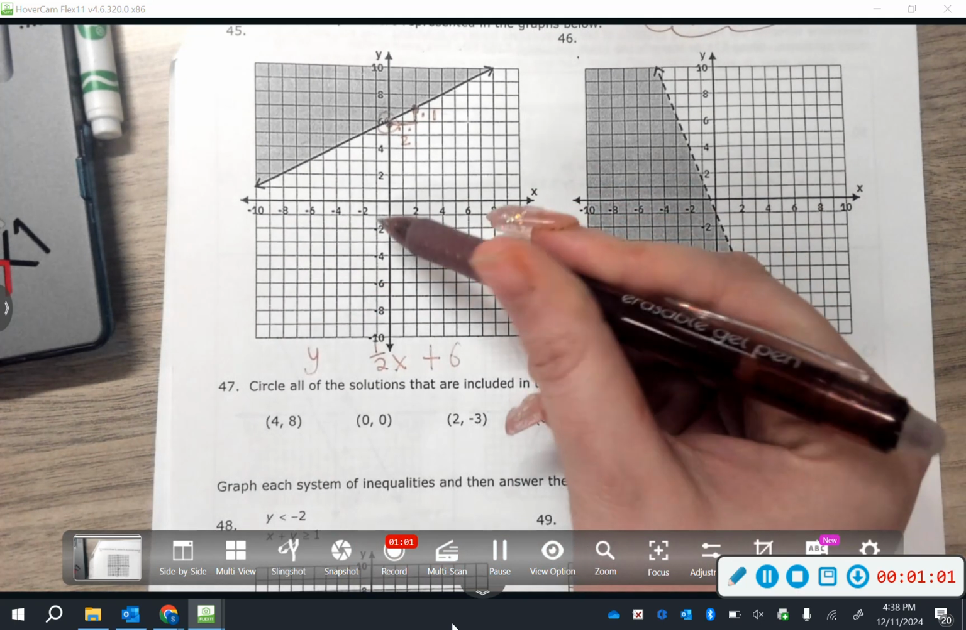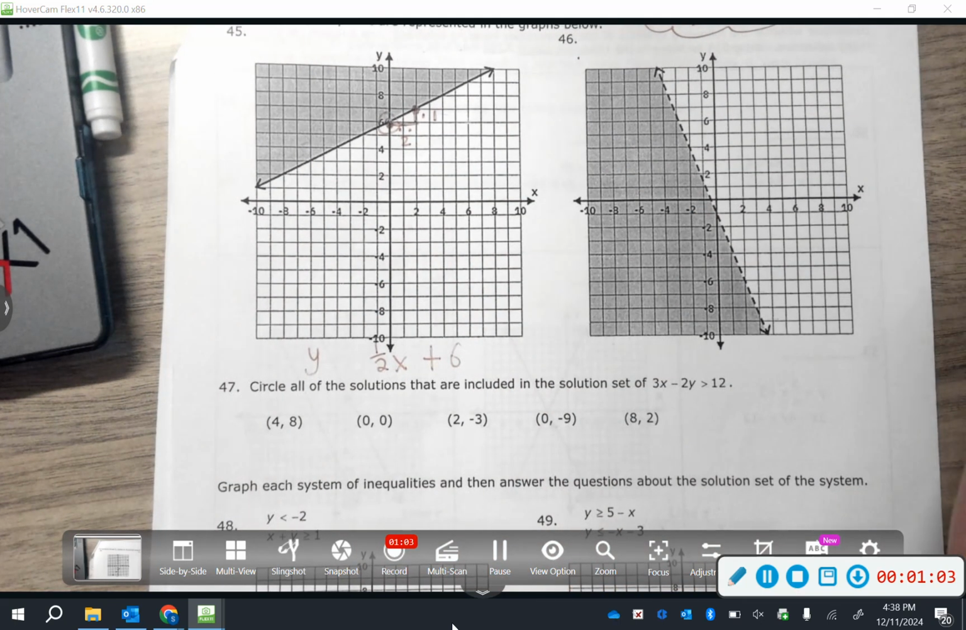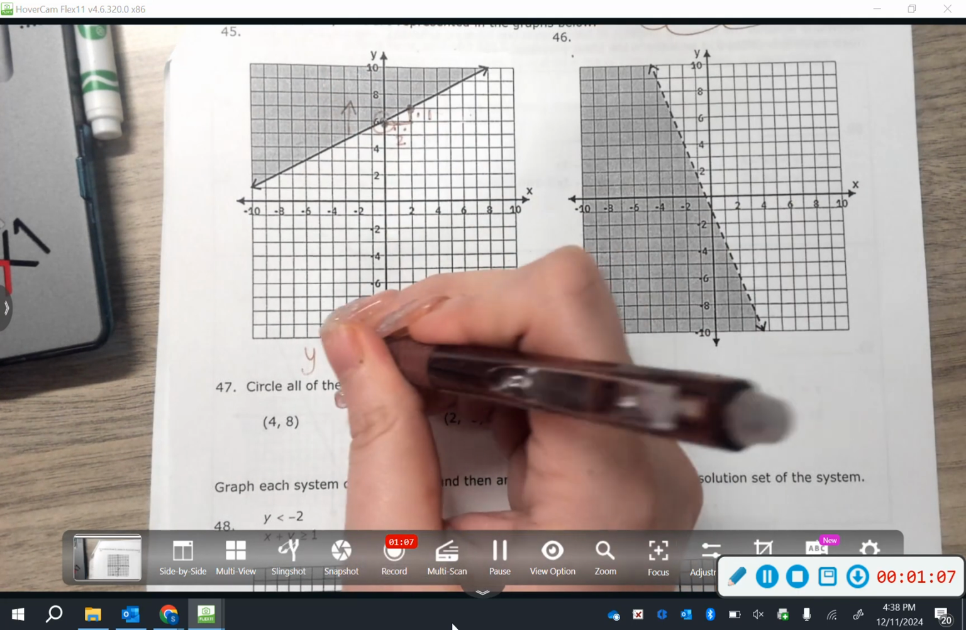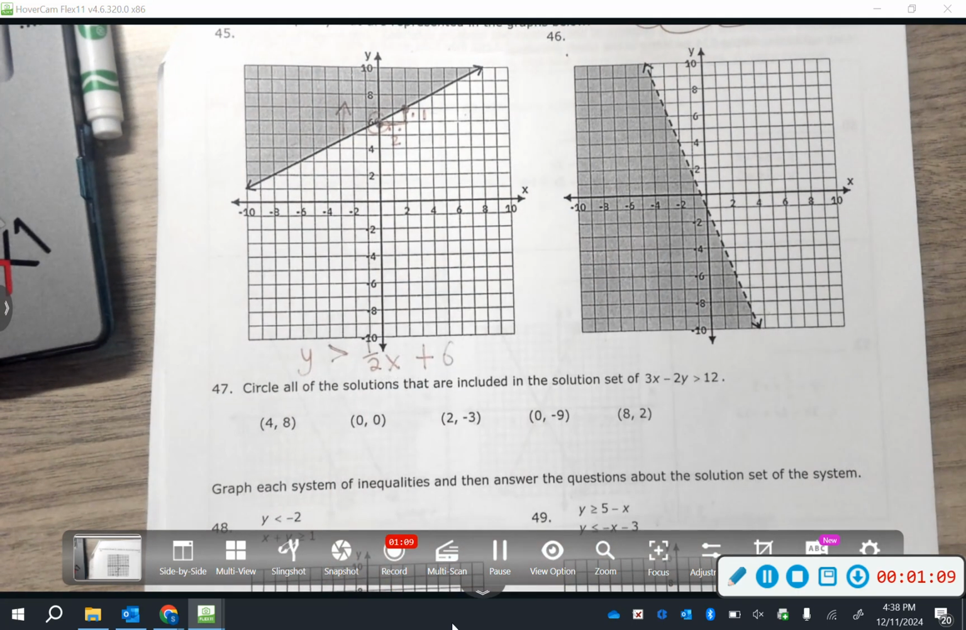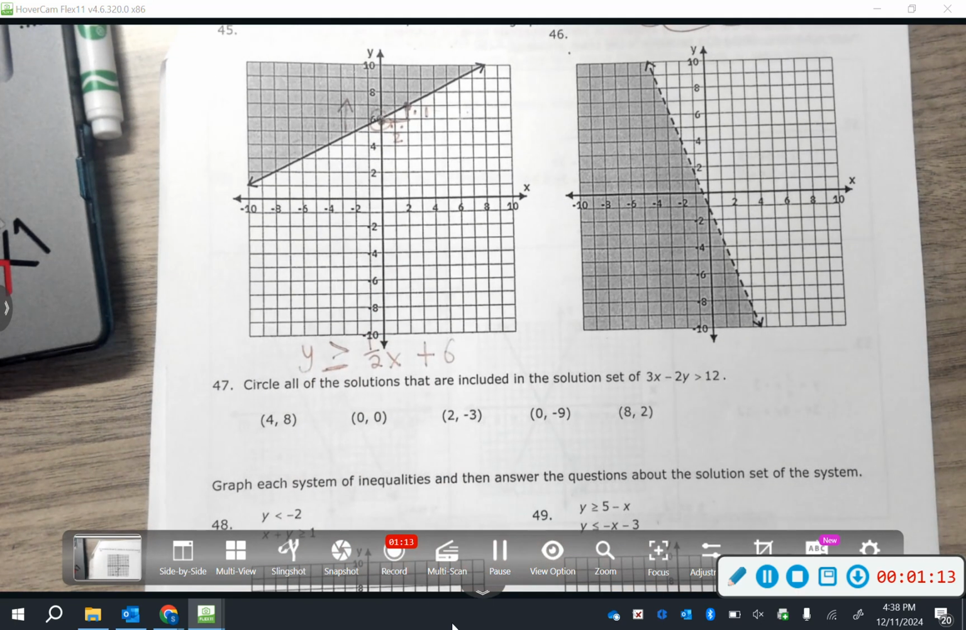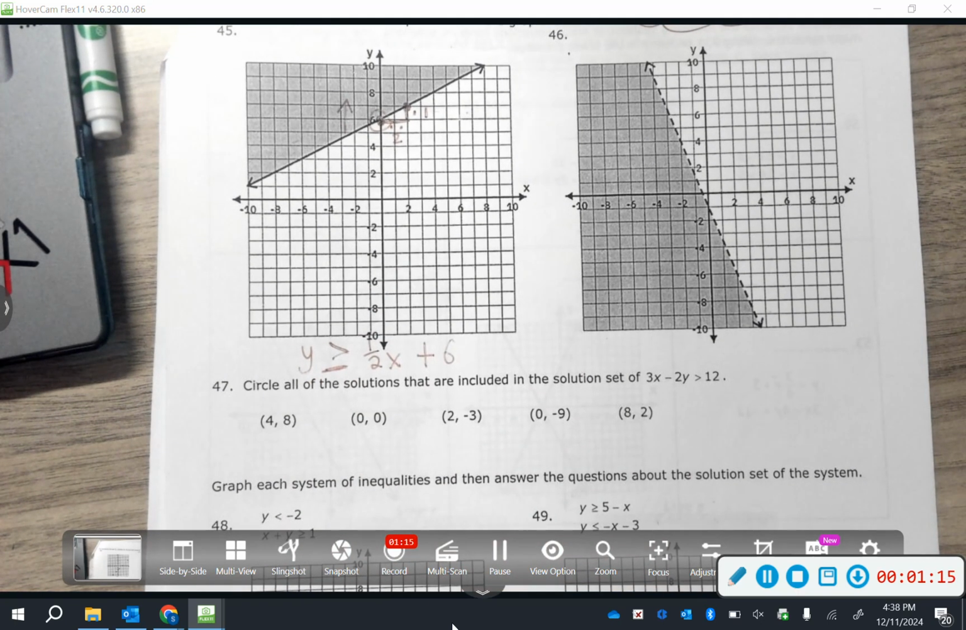Because this is an inequality, we need to figure out, first of all, if it's less than or greater than. Well, if I'm shaded above the line, we're going to want greater than. If it's a solid line, we want greater than or equal to. So there's one way you can do it.